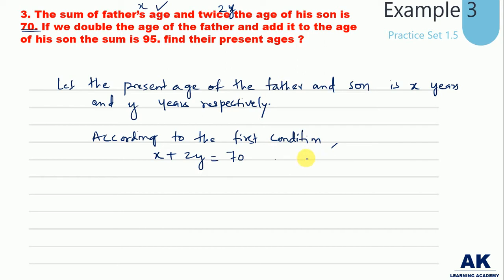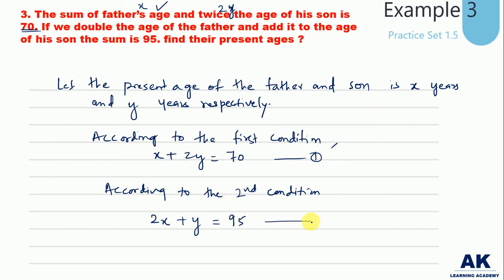Let's call this equation number 1. According to the second condition, what is given? If we double the age of father, that is 2 times X, and add it to the age of his son, that is Y, the sum becomes 95, right? So let's call this equation number 2.